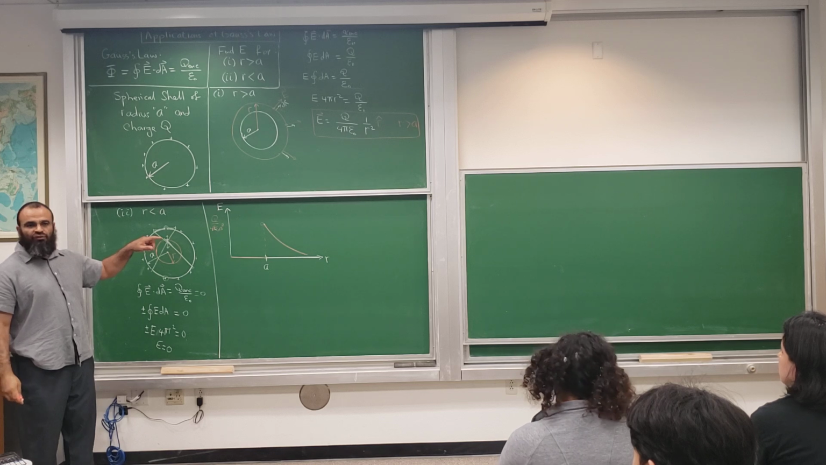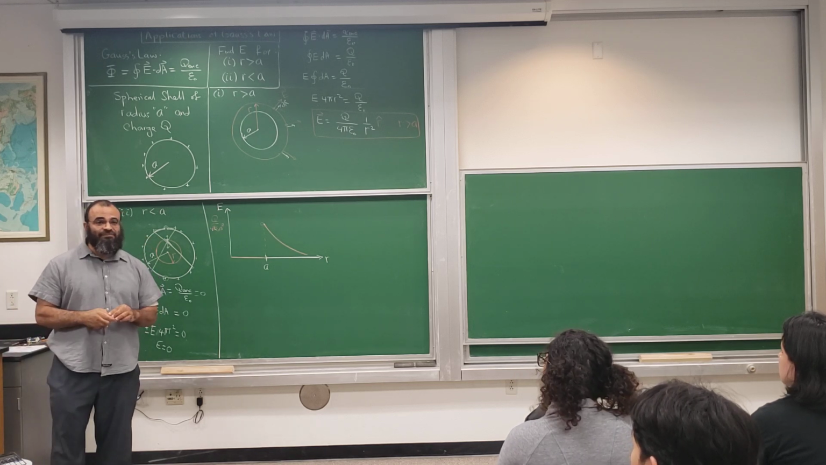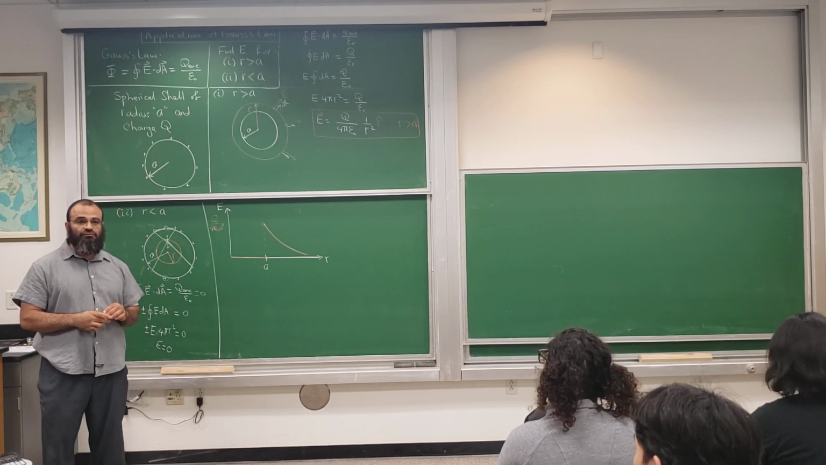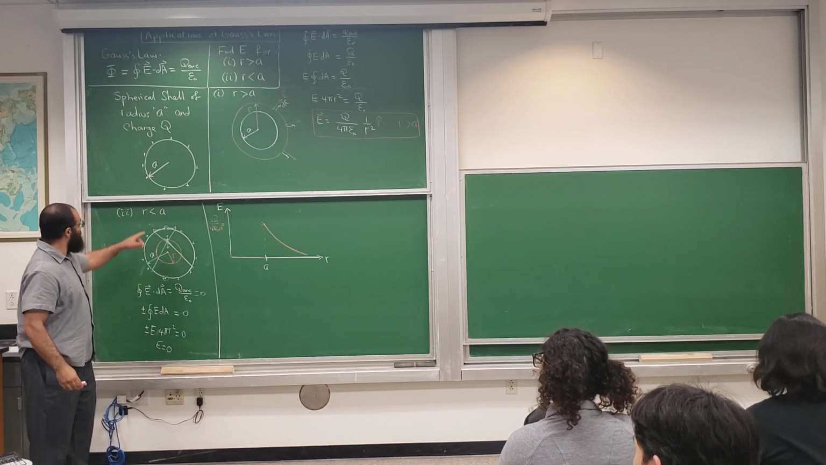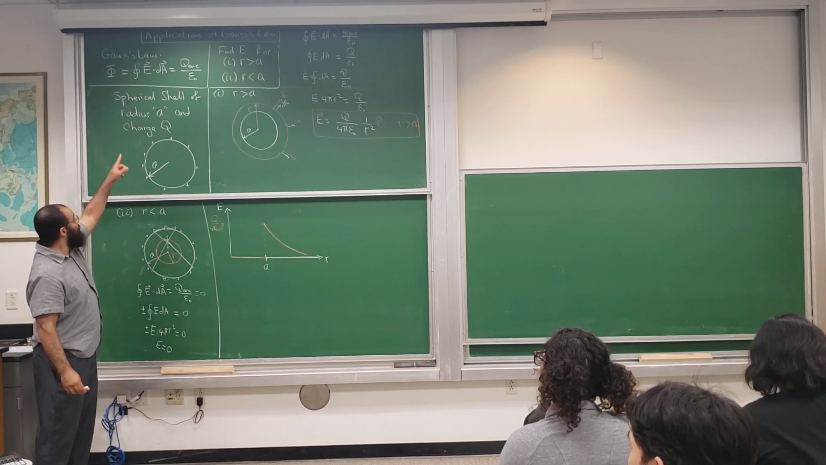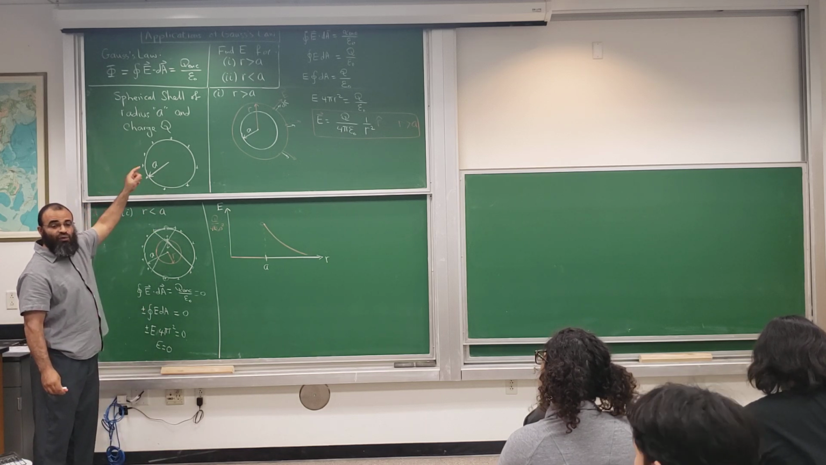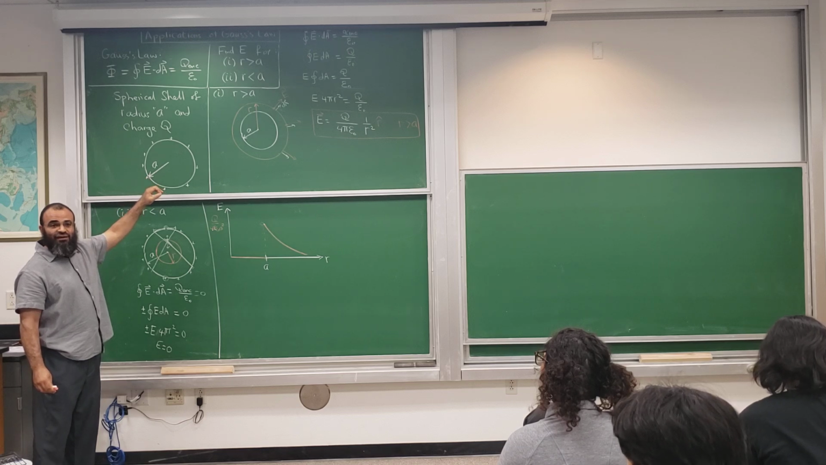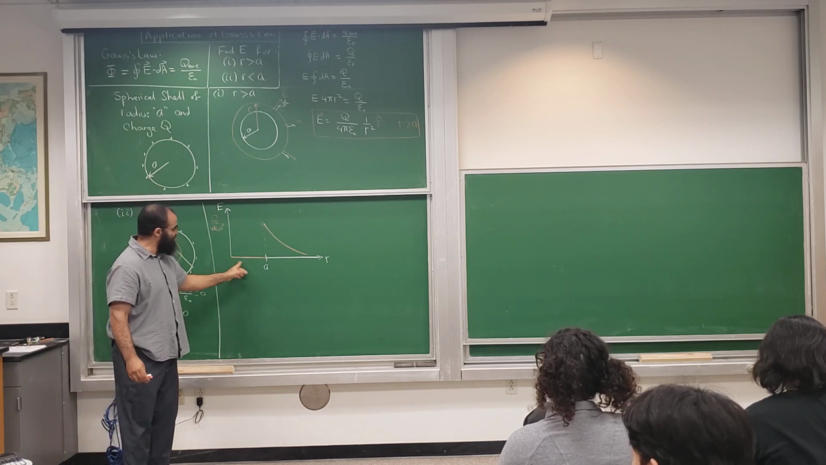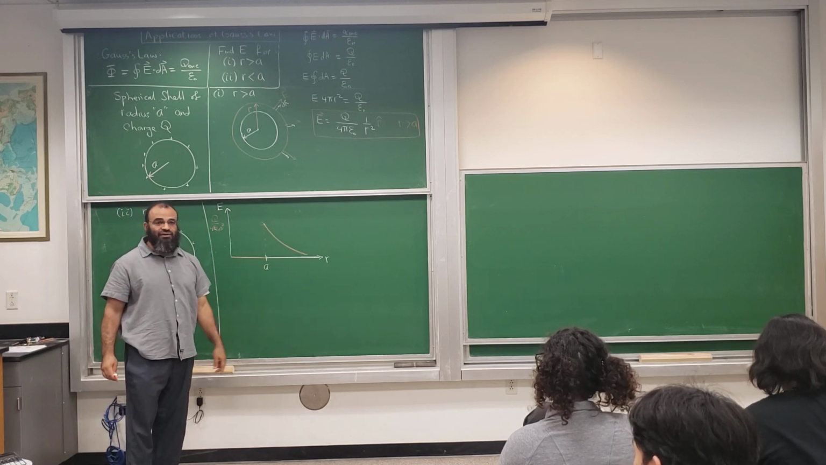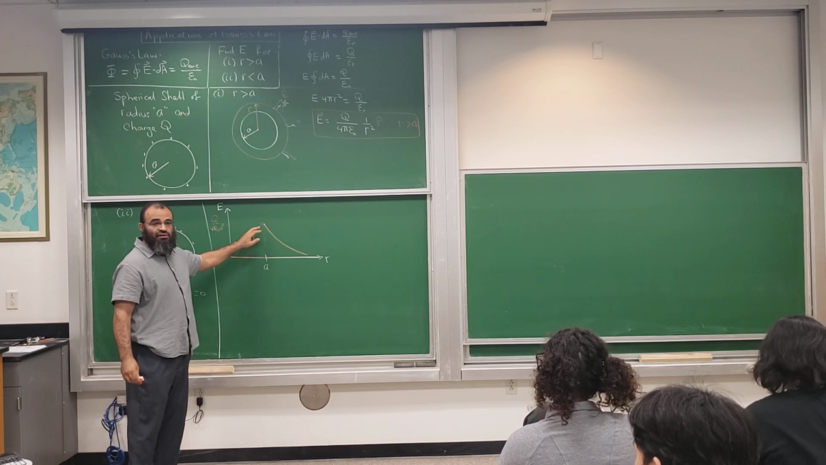Now we're going to go to a solid sphere. Why is a hole not a solid particle? Well, we found the electric field for less than A, and we found it for greater than A. But what's the electric field at A? It's not a continuous function, right? It's 0 and then it jumps to some value. So it's discontinuous.